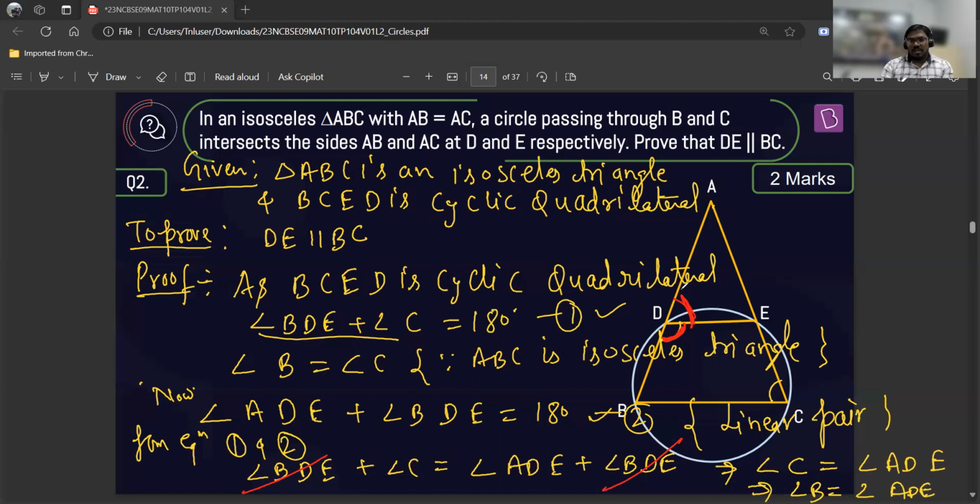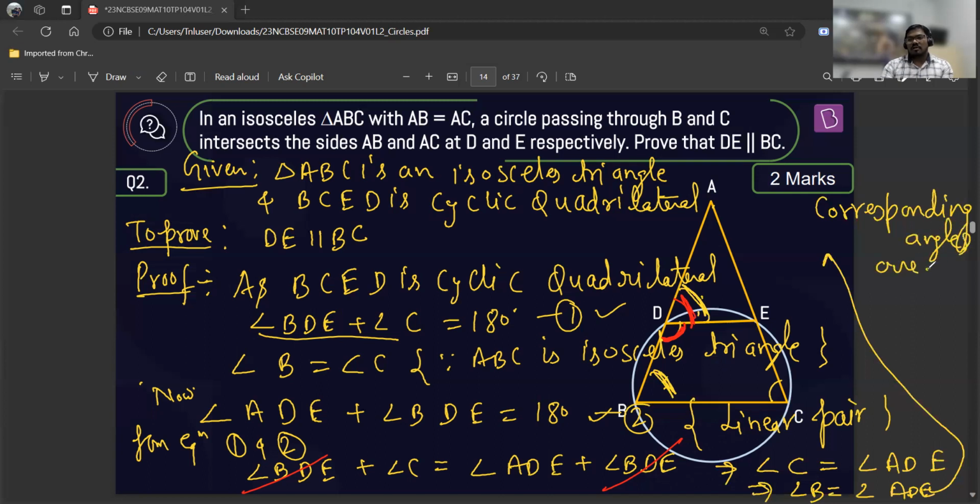Now, this is angle ADE and this is angle B, so they are equal. What type of angles are they? They are corresponding angles, right? And we know that corresponding angles are equal, which means the lines are parallel. This means DE is parallel to BC. So this is the complete proof of this question, right?